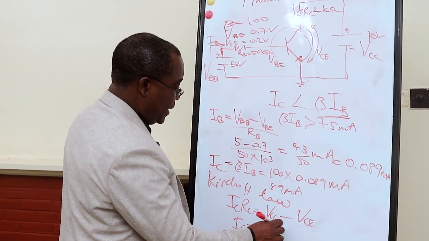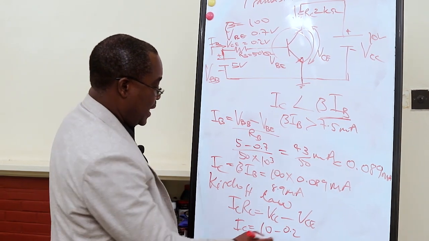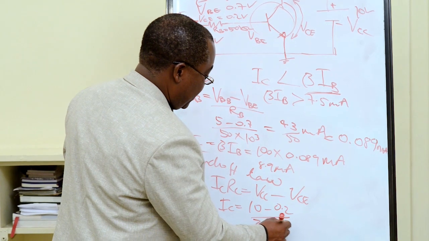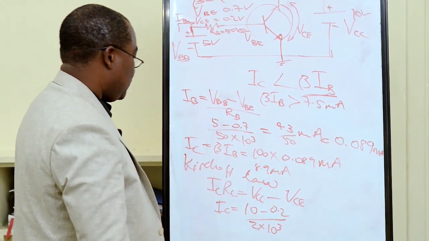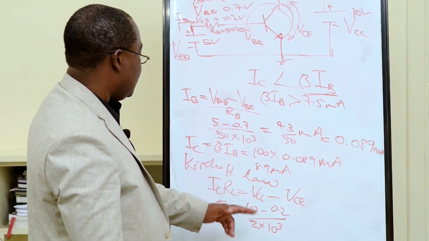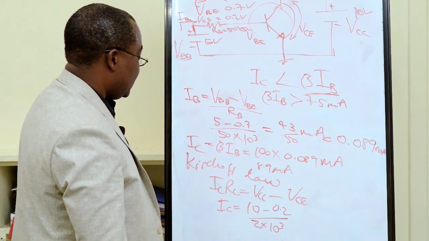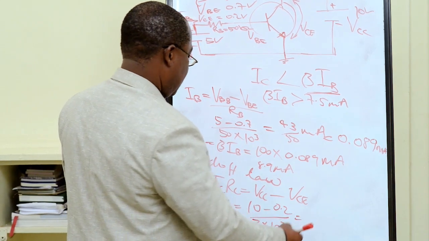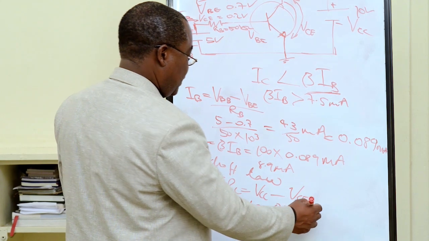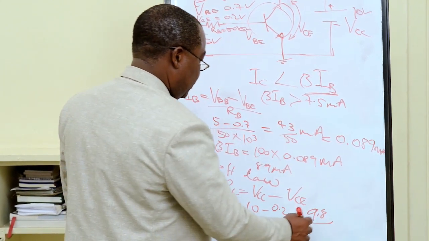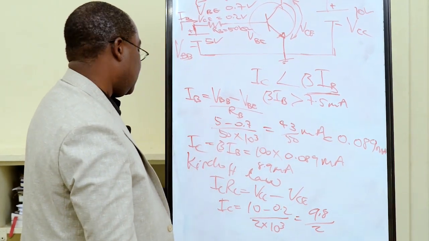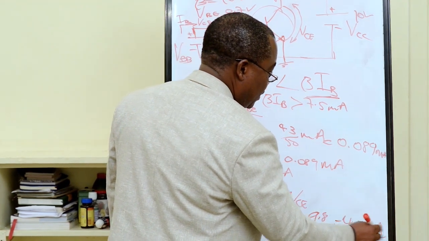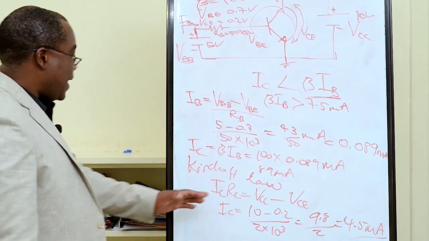VCC is 10 minus VCE is 0.2, divided by our RC, which is 2 times 10 power 3, because the RC is in kilo ohms. So here we have 9.8. Here, 10 minus 0.2 is 9.8 over 2, which will be 4.5 milliampere. That's our IC. It's 4.5 milliampere.